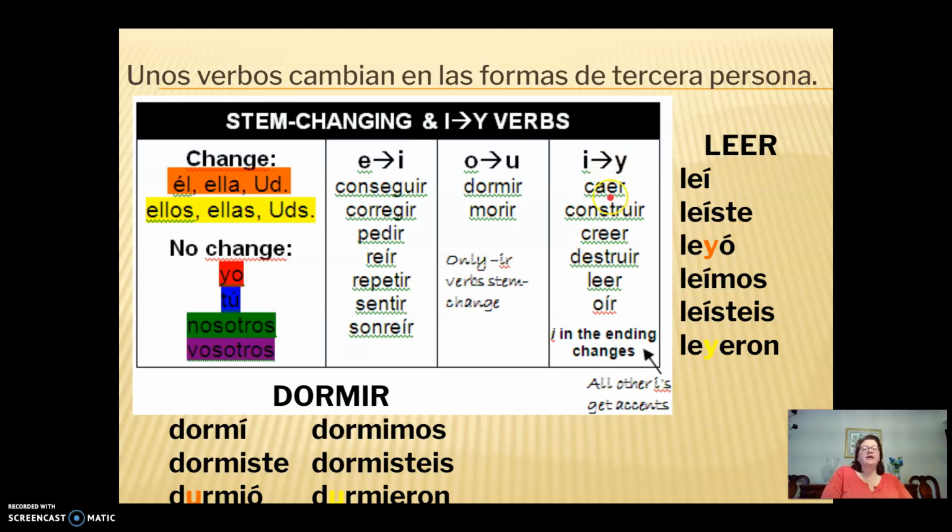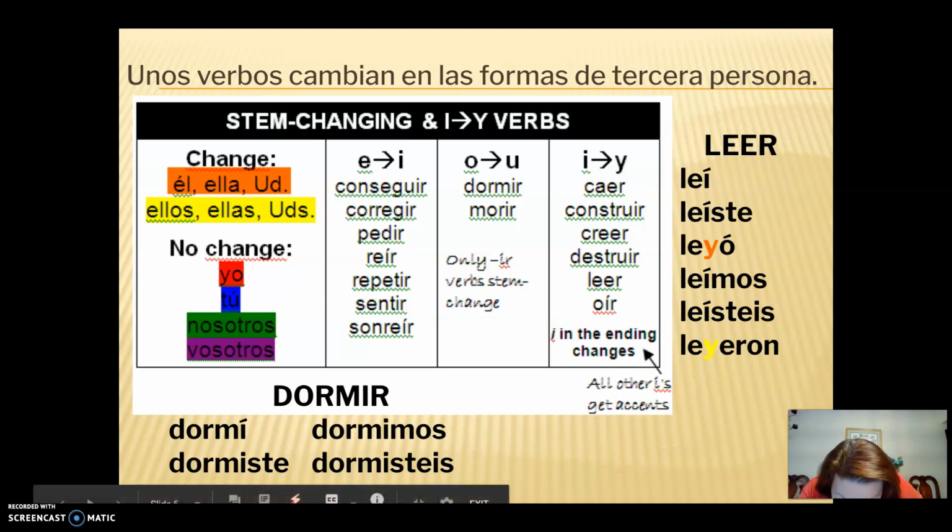And then also don't forget that we have a spelling change from I's to Y's when I have that double vowel here. For example, it becomes leyó. That I changes to a Y. This is another spelling characteristic that we've got to pay attention to. And basically, as we talked about before, if you have an unaccented I in between two vowels, it's going to have to change to a Y. It doesn't look right for us in English, and it doesn't look right for those in Spanish as well.